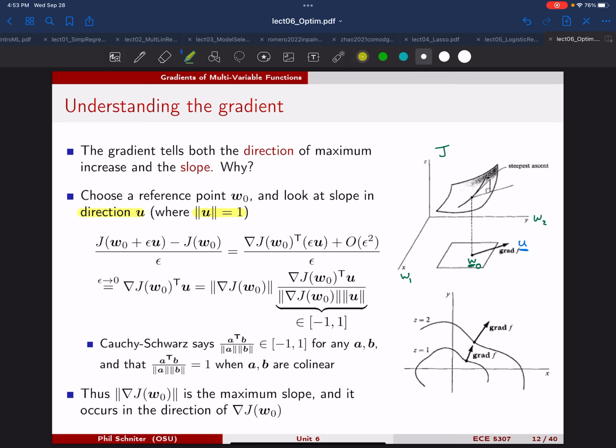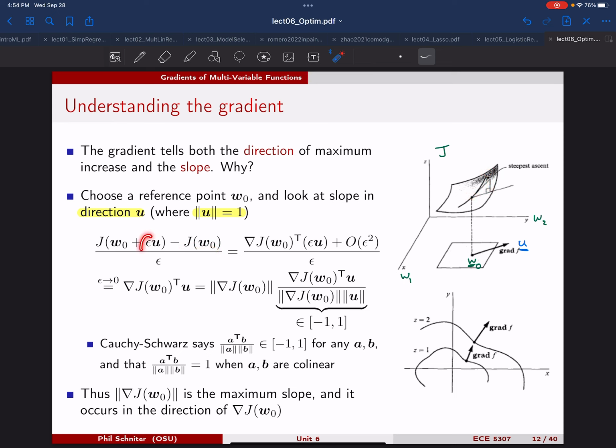Let's see what happens if we start at our reference and we look in this direction. So this is how you define what's called the directional derivative at the point W0 in the direction U. Basically you're moving a tiny bit in this direction, and you're asking what's the difference in height between my little step in the direction U, the height of the function there, minus the height of the function back at the reference?